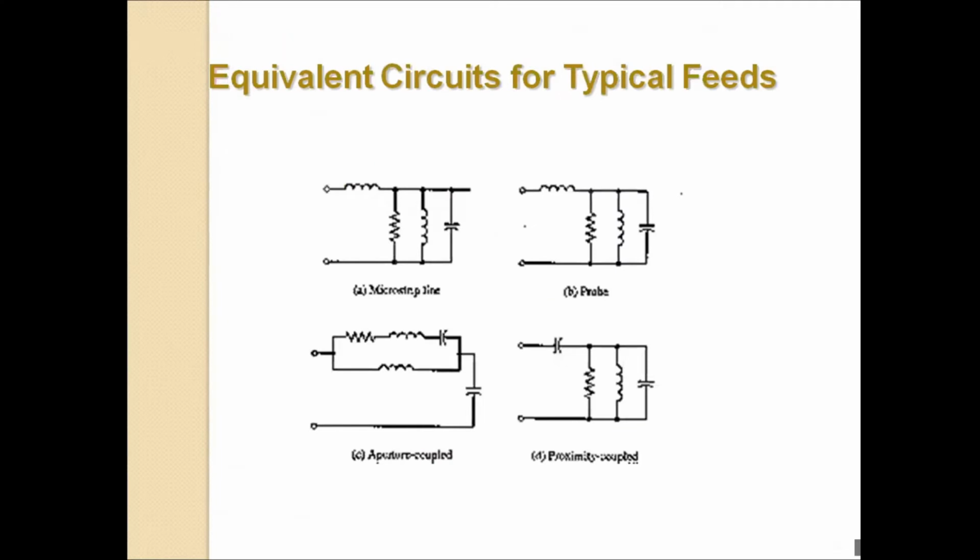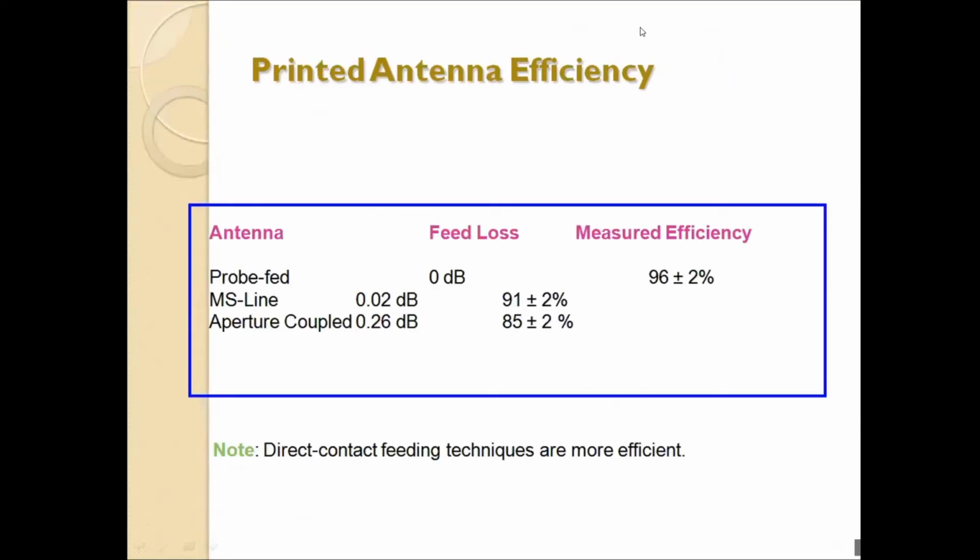Equivalent circuits: how to design different types of coupling, because the antenna has its own equivalent circuit, and the feed also has an equivalent circuit. So all are made of resistance, inductance, capacitance and conductance. We can convert our material into an equivalent circuit, or find an equivalent circuit, then convert it into a planar structure. So the probe has its own feed loss, efficiency and so on.